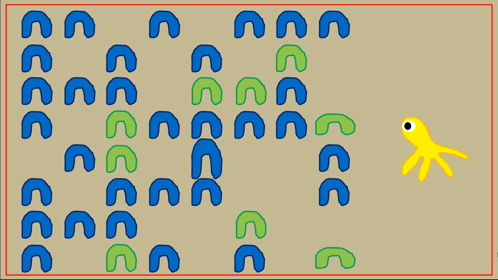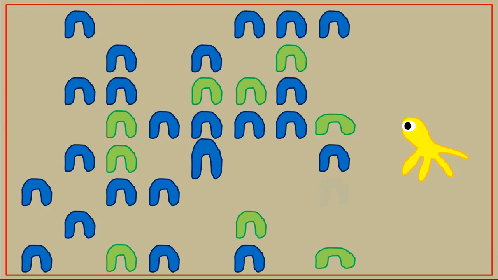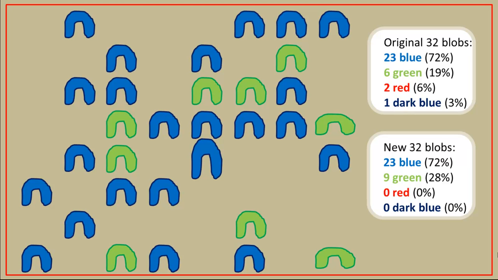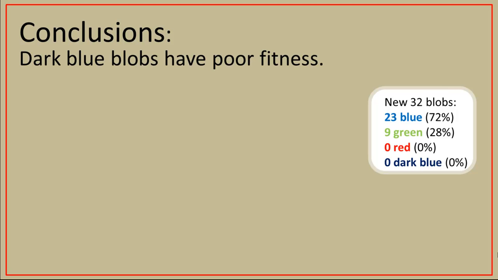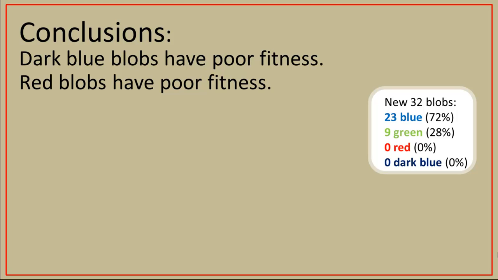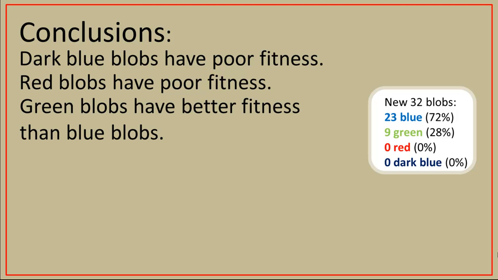The predator has one last meal, and now a new reproductive cycle starts and the horseshoe blobs are ready to reproduce again. Before they reproduce, let's count them and compare to the original population of 32. There are again 32 blobs in this population, and still 23 of them are blue, but now the number of green blobs has increased to 9, while the red and dark blue blobs have disappeared. So what does that tell us? First, we can see that the dark blue blobs and the red blobs have relatively poor fitness. But we can also see that the number of green blobs increased and the blue blobs stayed the same, so green blobs must have better fitness than blue blobs.